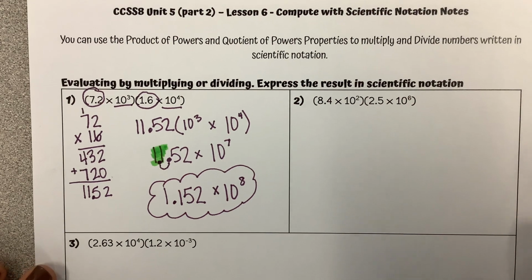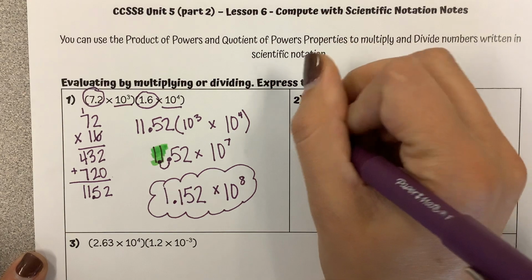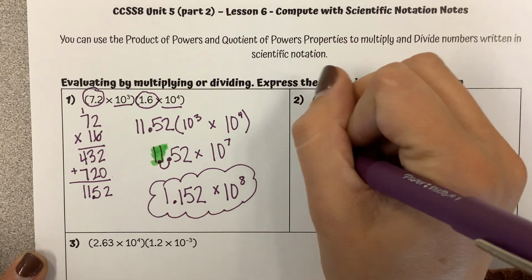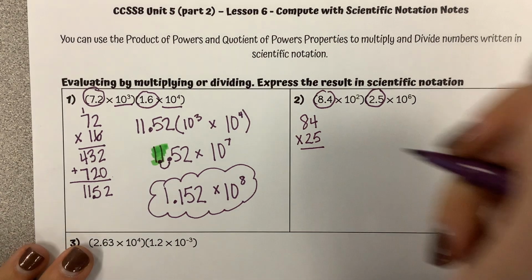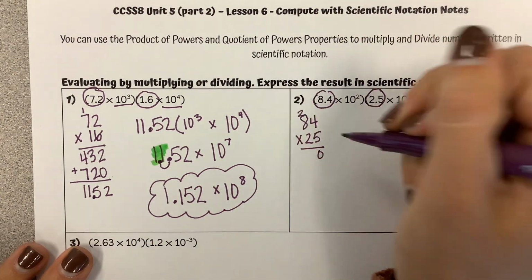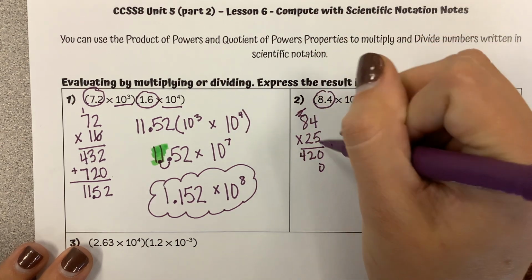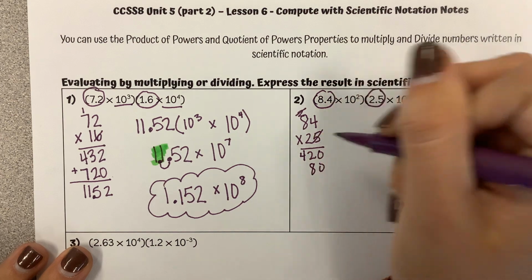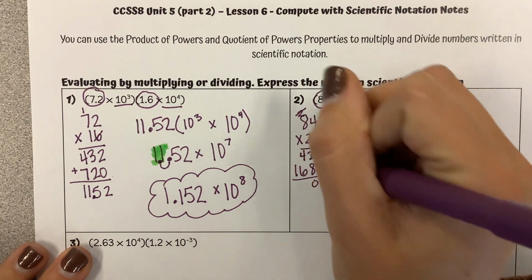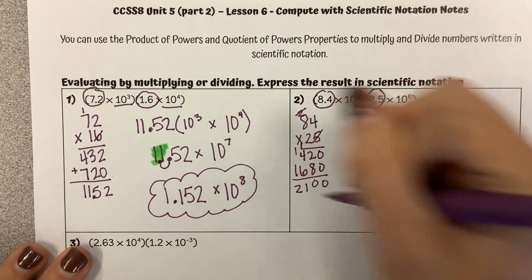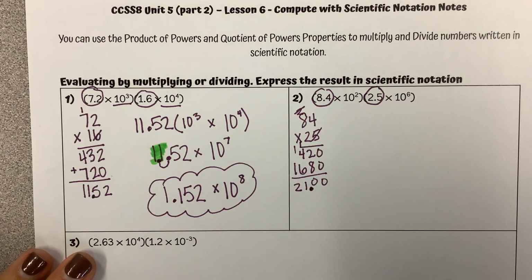Number 2, let's do the same thing here. I'm going to take my two numbers, 8.4 and 2.5, and we're going to multiply those together. So 84 times 25. 5 times 4 is 20, carry the 2. 5 times 8 is 40, plus 2 is 42. 2 times 4 is 8. 2 times 8 is 16. We add, and we get 2100. Put in our decimal values, it's 21.